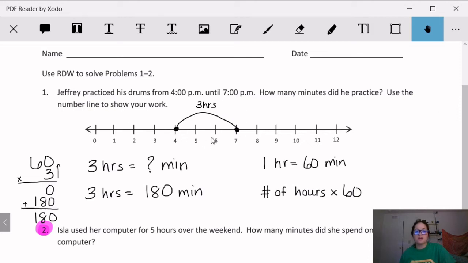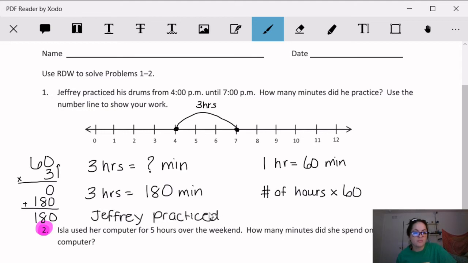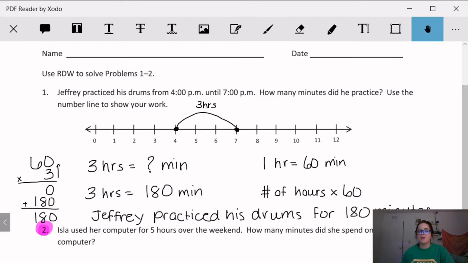So I drew a model here. I read the problem, I drew a model, and now I'm ready to write out my answer. So Jeffrey practiced his drums for 180 minutes. And I'm making sure to include my unit. I'm not just saying 180, I'm making sure to include that it was minutes. Because if you're not including your unit, it's 180 what? 180 minutes, 180 seconds. We need to make sure to include our units in there.